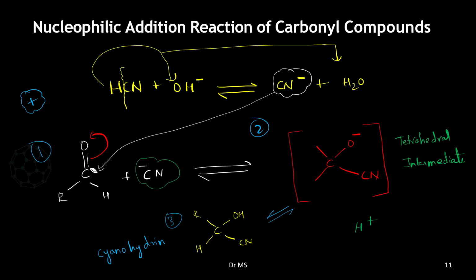If you see the C double bond O, the double bond will break, and the electrons will move to the oxygen. So the oxygen will turn out to be partially or completely negative, and the carbon will turn out to be positive. The nucleophile loves this positive charge, so it will come and attack here, forming the bond between the carbonyl carbon and CN, which is a tetrahedral intermediate. Now, we need to balance this O minus charge, so you do the protonation so that it has the OH. That's it. We call this a cyanohydrin.